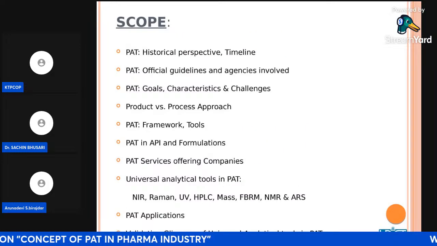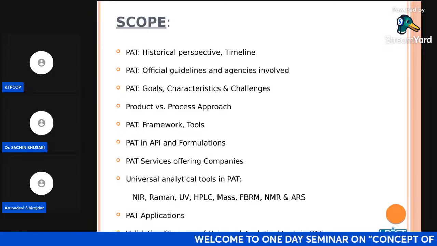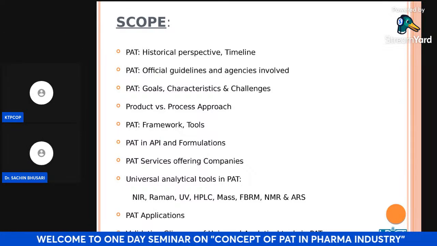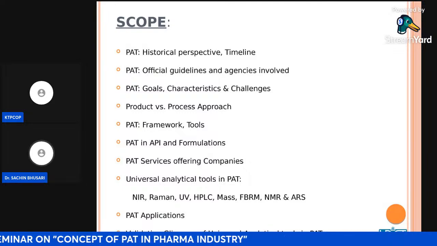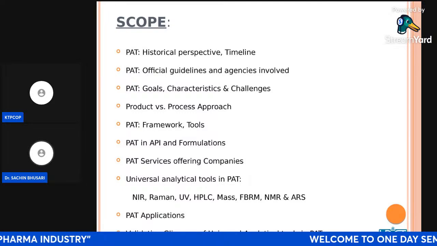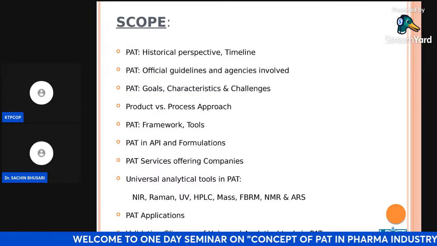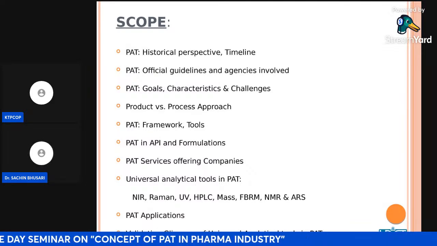So now, if you look at the scope of today's presentation, you can see it nicely. For PAT, I'll be covering historical perspectives and the timeline of PAT. From where this concept started, it becomes necessary to understand the origin of this PAT. Then I'll be covering some official guidelines and agencies involved in this PAT, the backbone of PAT. Again, goals, characteristics, and challenges of PAT.